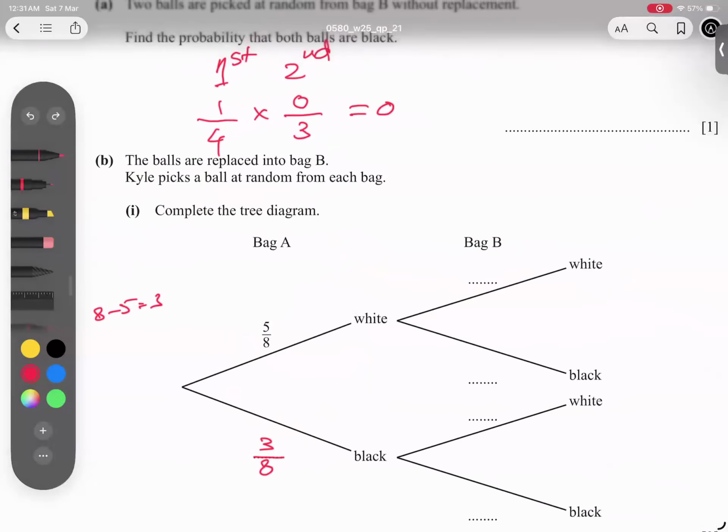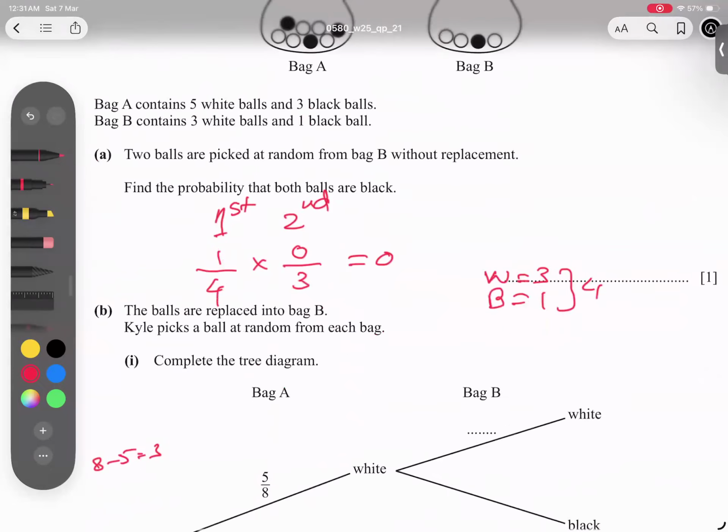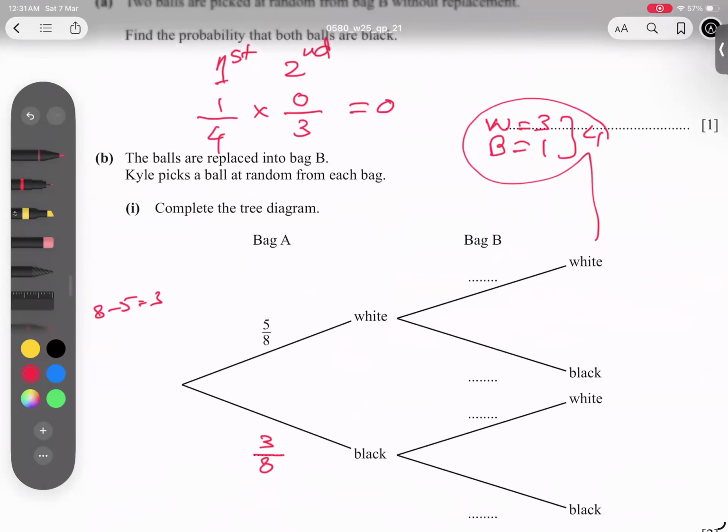Now we talk about the next part. Now let's talk about black. If you look at black clearly, total balls: white are 3 and black is 1, total 4. So let me write it. What is the chance of white from bag B? So we can say the white chance is 3 by 4.